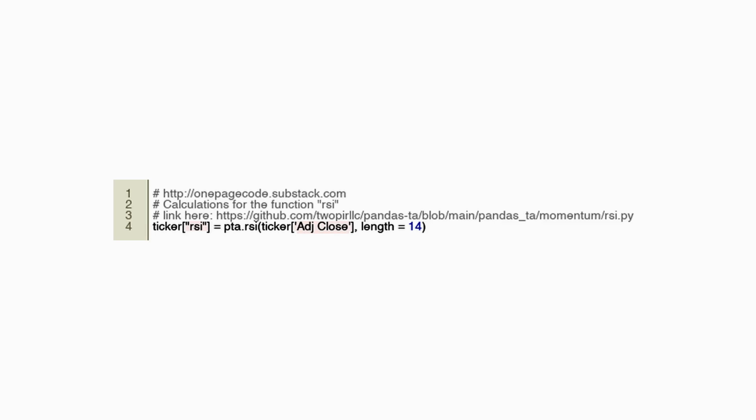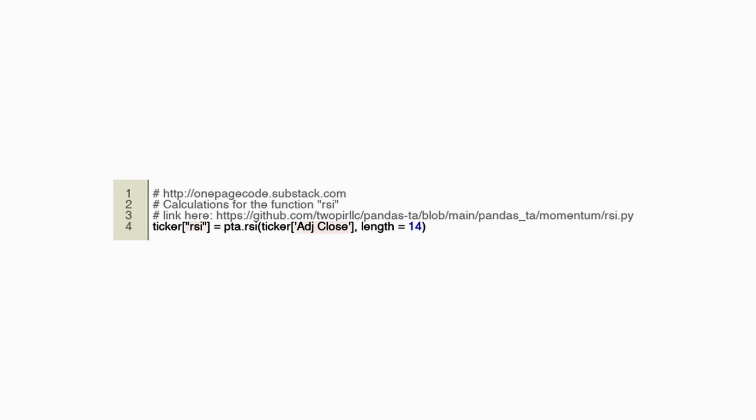The provided Python code snippet is a part of a deeper algorithmic trading system that utilizes deep learning. It defines the calculation of the relative strength index, RSI, for a financial asset like a stock or currency pair, which is a popular momentum indicator used in technical analysis to measure the magnitude of recent price changes and determine overbought or oversold conditions. In this snippet, a pre-existing data frame named ticker is used, which contains historical trading data.